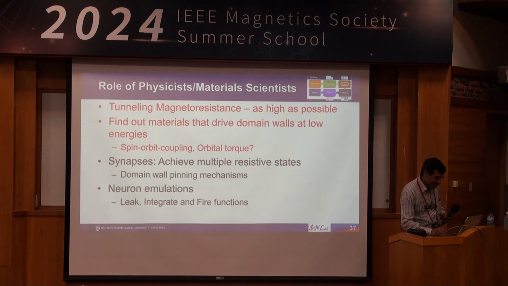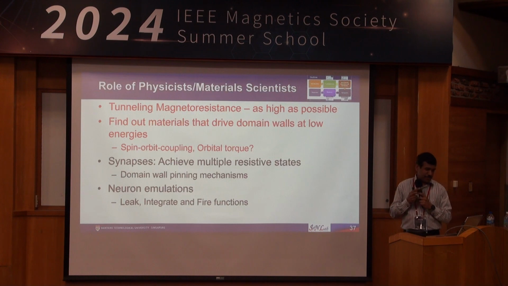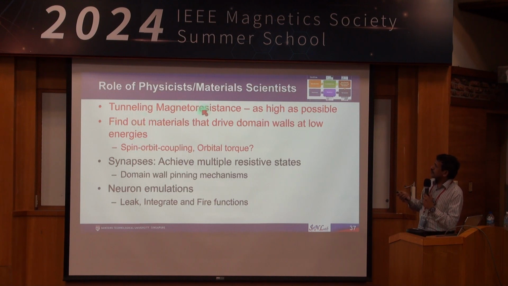Basically, this question is for you to understand where I am going. Anyway, so to summarize this point, we have learned that we can use domain walls to make synapses and neurons. And what we need to do as a physicist or material scientist to achieve neuromorphic computing is that we have to increase the tunnel magnetoresistance as high as possible because that helps to achieve multiple resistance states.